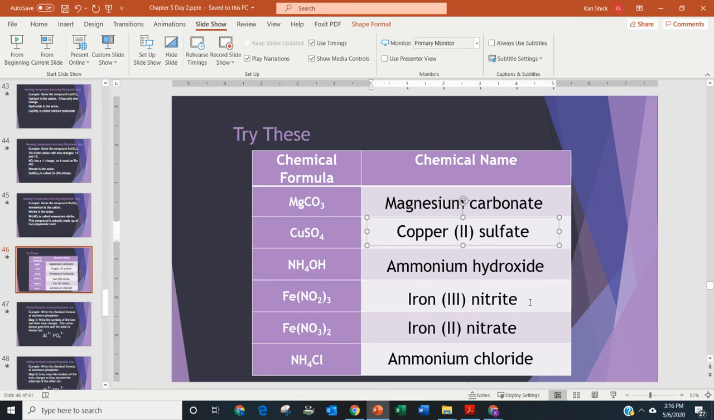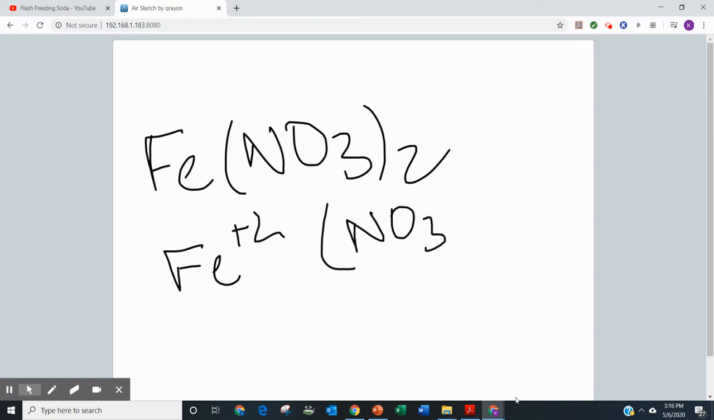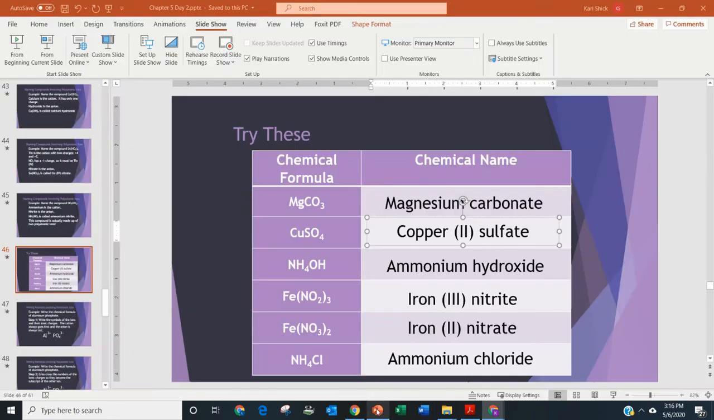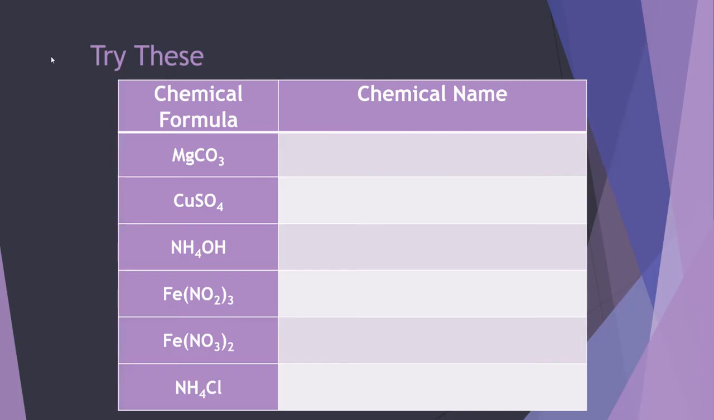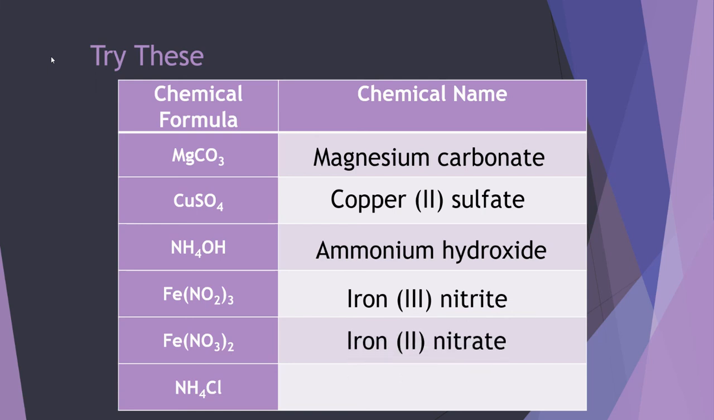And then if we look at the next one, Fe(NO3)2, and we reverse crisscross, this will be Fe +2, and NO3 would have a -1, which is true, and this is nitrate because it has 3 oxygen atoms there. So we end up with iron 2 nitrate. Notice we have a nitrite and a nitrate.